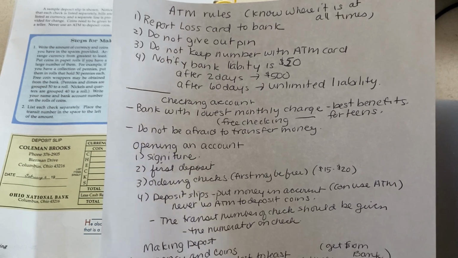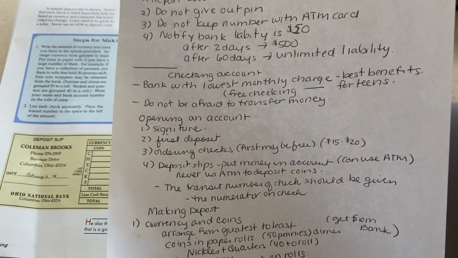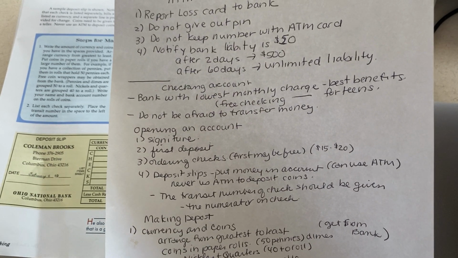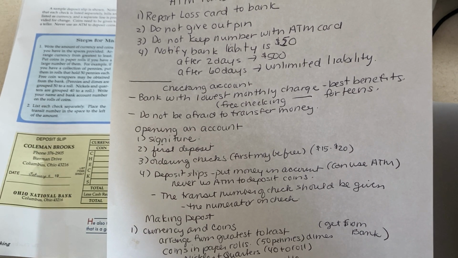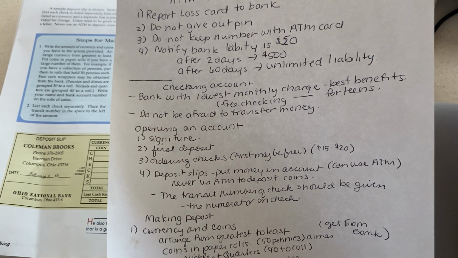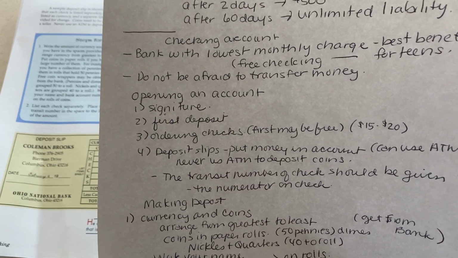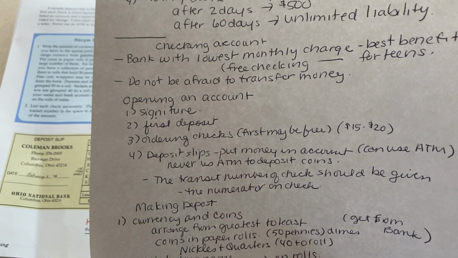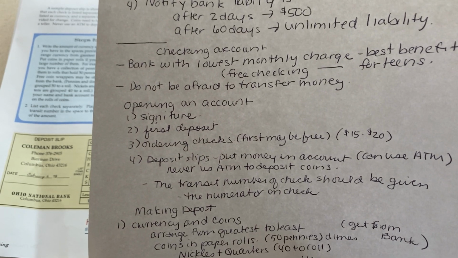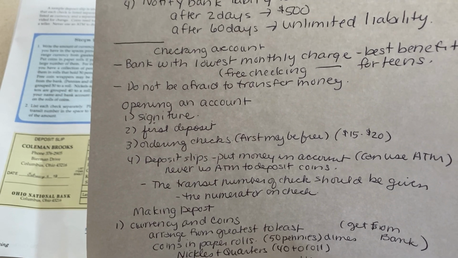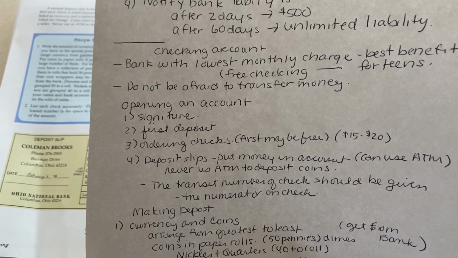make sure you know what they're going to do. First of all, when you go in to open your account, they're going to ask for your signature. They're going to take your first deposit of money, and they are going to see if you want to order checks. Now when you order checks, they're going to charge you, so find out how much it's going to cost to order checks. It's usually about $15 or $20.